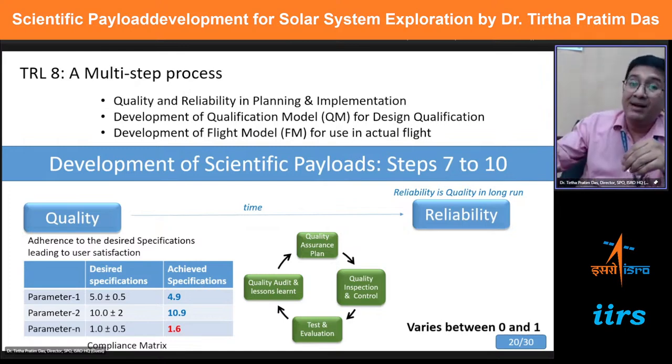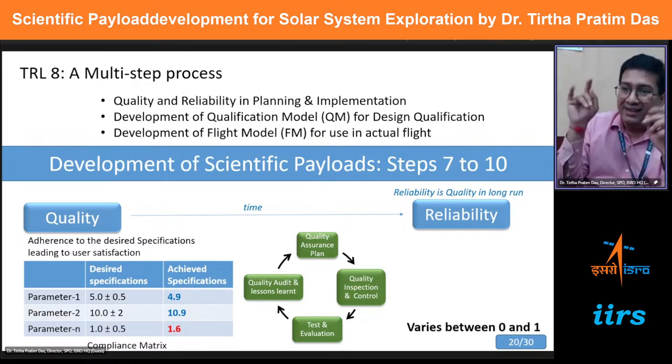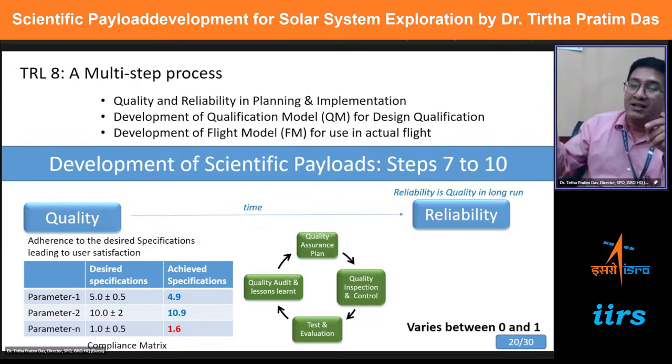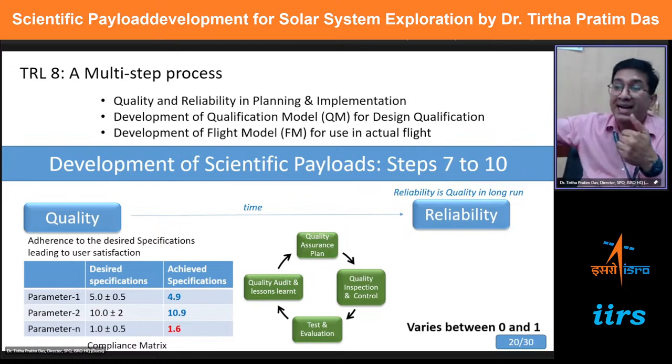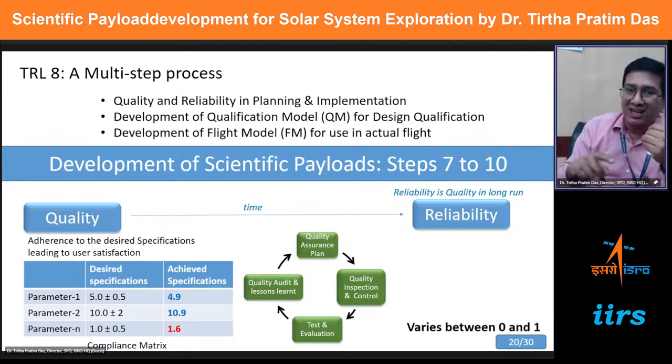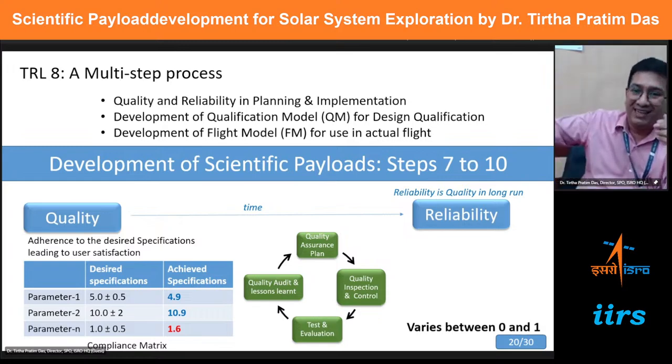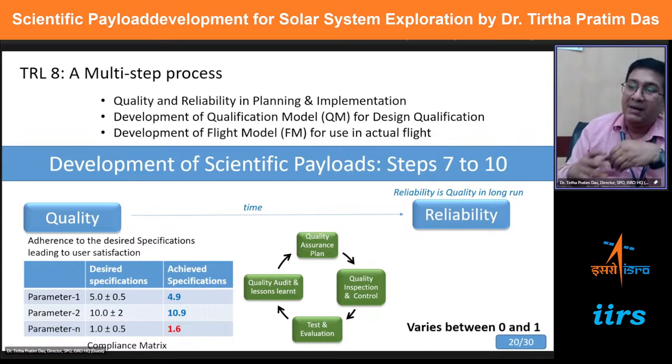What is reliability? Reliability is a probability, and hence it falls between 0 and 1. It is the probability that your instrument will function or retain the desired quality during its desired lifetime. Suppose it is desired to work for 5 years. The probability that your system will function with the desired quality at that time is the reliability. So what is reliability? Reliability is long-term quality. Quality, if you project it in the long term, becomes reliability.